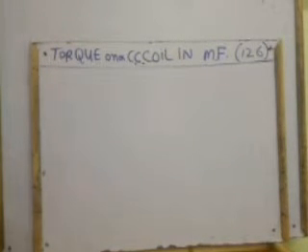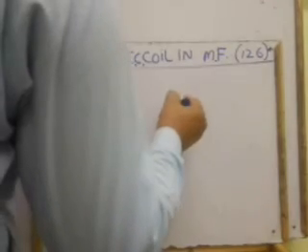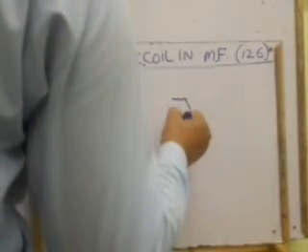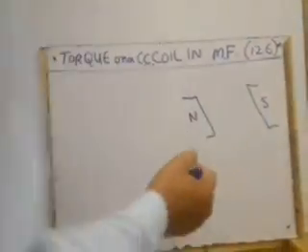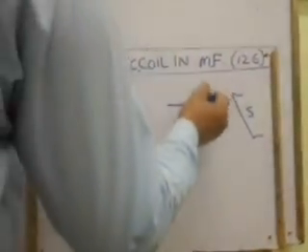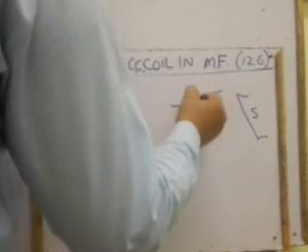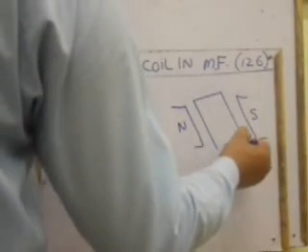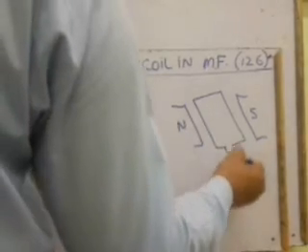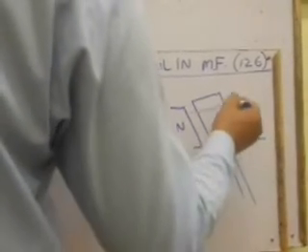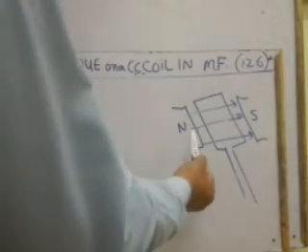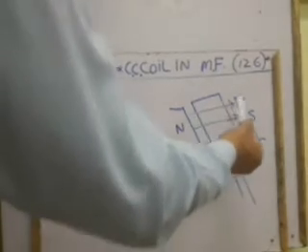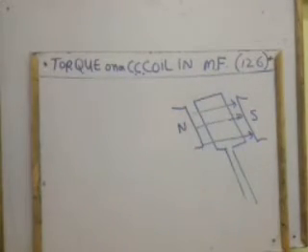Let us draw the diagram. We have the north side of the magnet, this is the south side of the magnet, and we have a coil placed in the magnetic field produced by this magnet. The direction of the magnetic field is towards the south of the magnet.